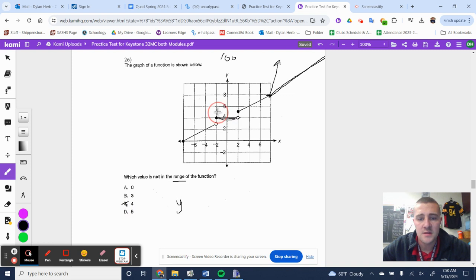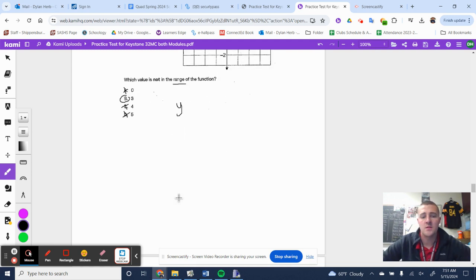5 is right here, and you can see there's a closed dot right there that's on y is 5. So that's definitely in the range. And then we have 0. And 0 for y is right here. And if you go across, there is also a closed dot there where y is 0. So it is B. 3 is not in the range, because this is an open dot at 3. And if you look across at y equals 3, there's nothing else there. So that is the correct answer.